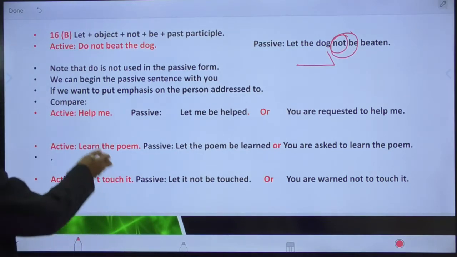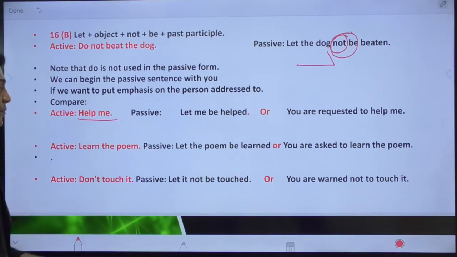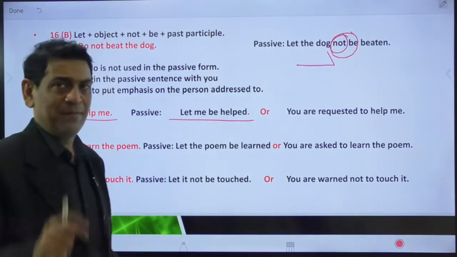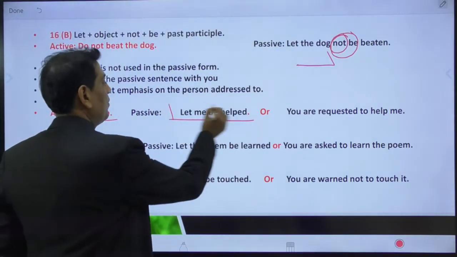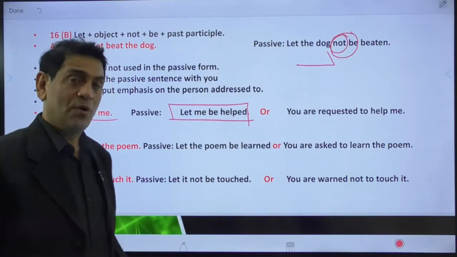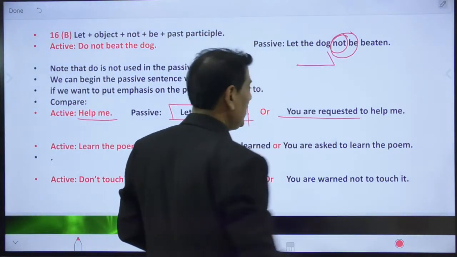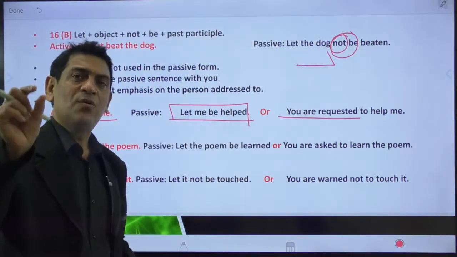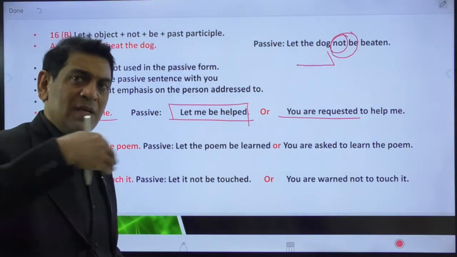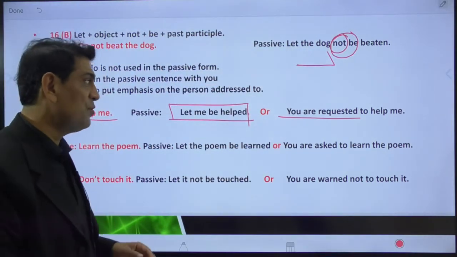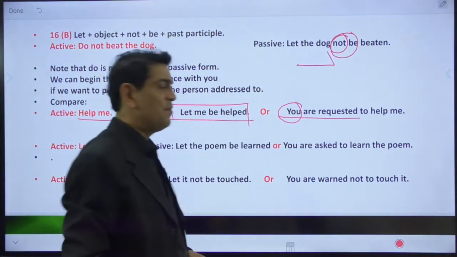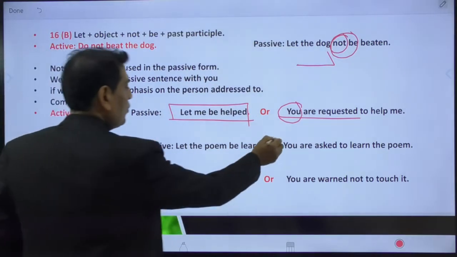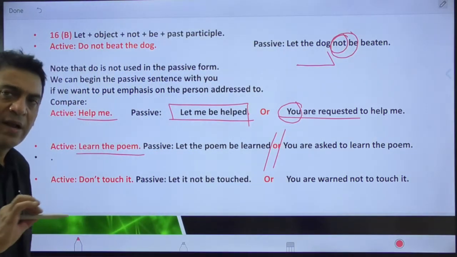Help me. Again, let me be helped, the same theory, but sometimes in the exam this answer will not be there. Then there will be one more option, you are requested. Instead of let me, you are just targeting only one subject. You are addressing someone, so obviously you would start the sentence with you are requested to help me. Learn the poem: it could be this or it could be this. Both answers are right.